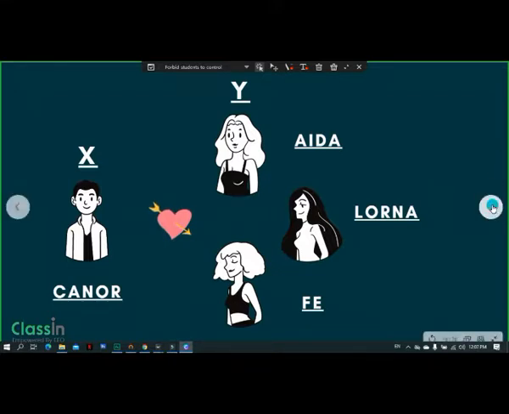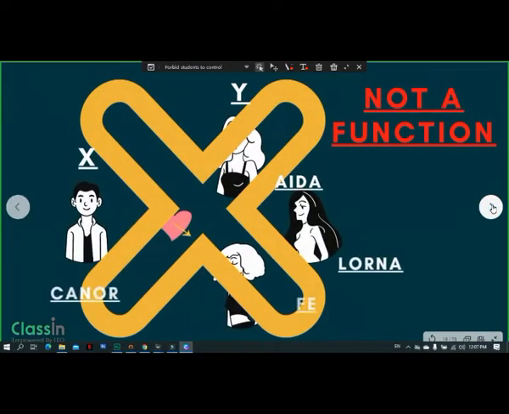In this case, in this example, this is not a function anymore. Kasi nga, hindi na unique yung x. Si Kanor ay para na sa lahat. Para na siyang sari-sari store na bukas para sa lahat. So, hindi na po siya function. Okay? Kasi dapat po, ang x natin ay para lang sa iisang y. Hindi po pwedeng magkabit. Okay?